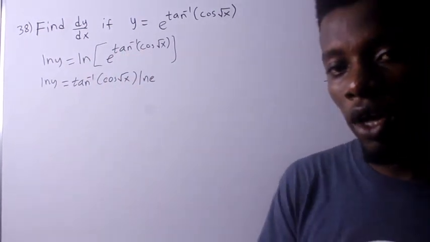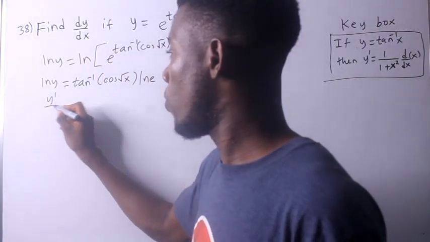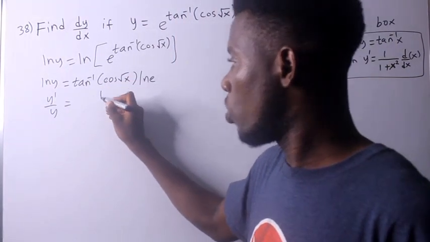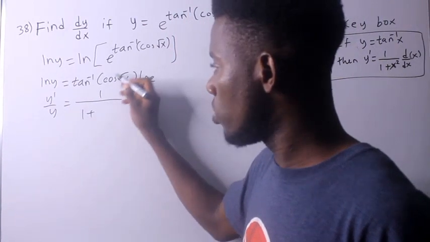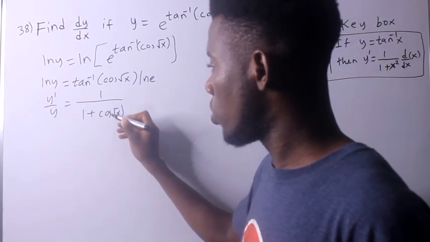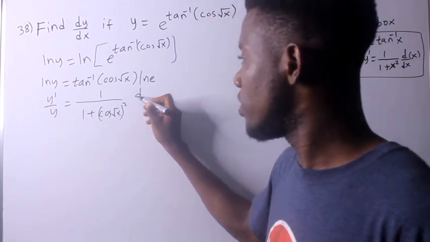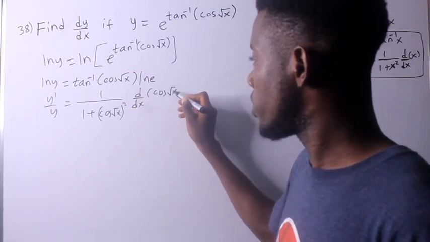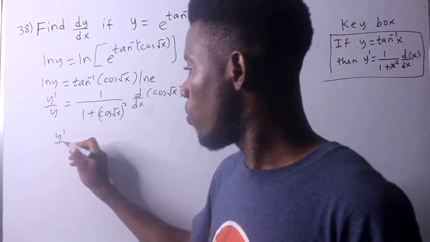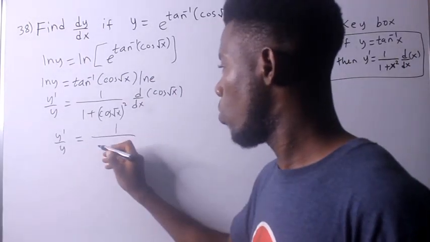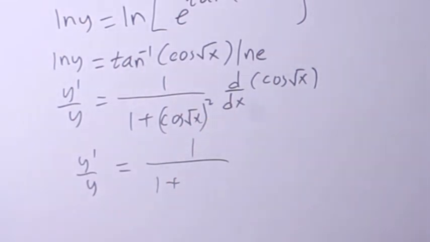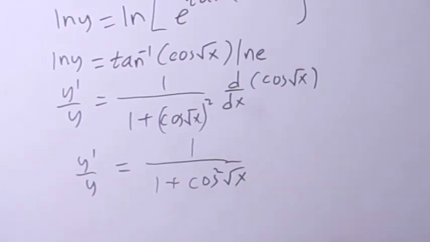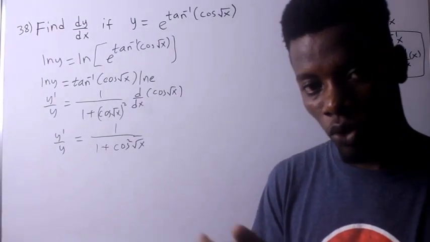Now, what is the derivative of the ln of y? That's y prime over y equals, what is the derivative of tangent inverse of this entire thing? That's 1 over 1 plus the angle cos of root x all squared, and then we multiply this by the derivative with respect to x of the angle, which is cos of root x. Great. So y prime over y equals 1 over 1 plus, what is cos of root x all squared? That's cos squared root x. So the square is not going to affect the root x. It is actually going to affect the entire trigonometric function cos.